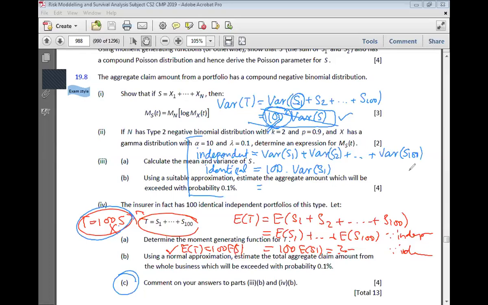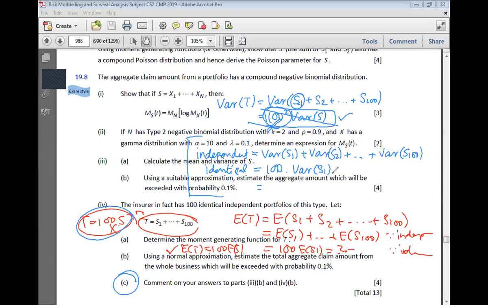So you use first the fact that these are independent, and then you write them separately, and then you use the fact that these are identically distributed, and so you have these variances all equal to one another. So 100 times variance of S1.